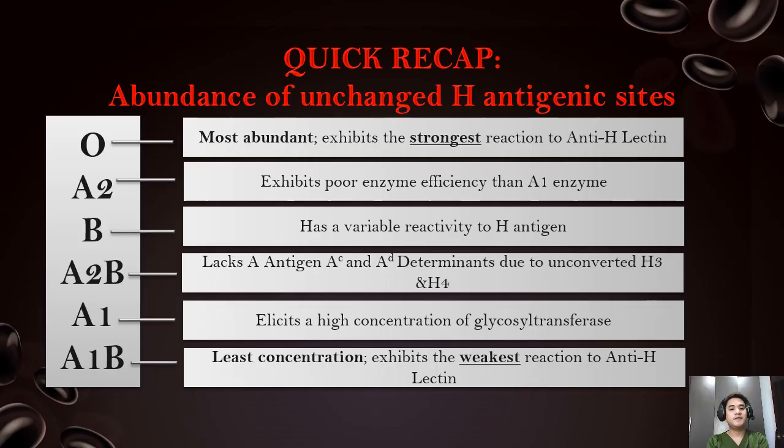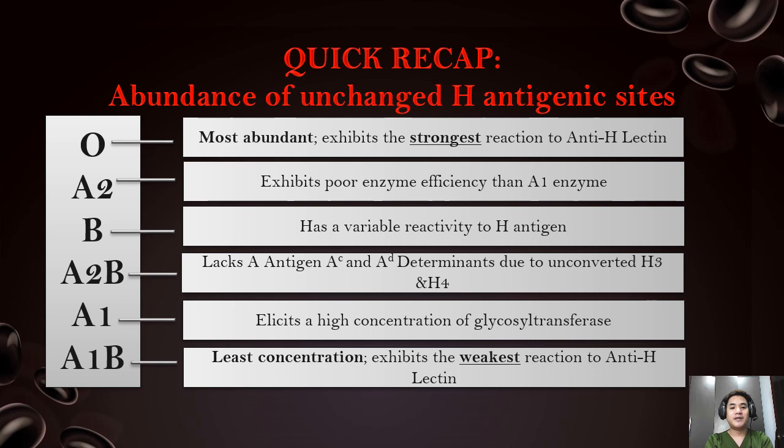So, given the previous discussions and additional information tackled about the common A subgroups, here is a quick recap of the abundance of H antigens of each of your blood groups and their strength of reactivity to your anti-A1 lectin. So again, your blood group O, among all ABO blood groups, contains the most abundant H antigens because it does not code for the glycosyltransferases, giving it the inability to convert the H antigen, meaning to say it contains very high concentrations of unchanged H antigens.